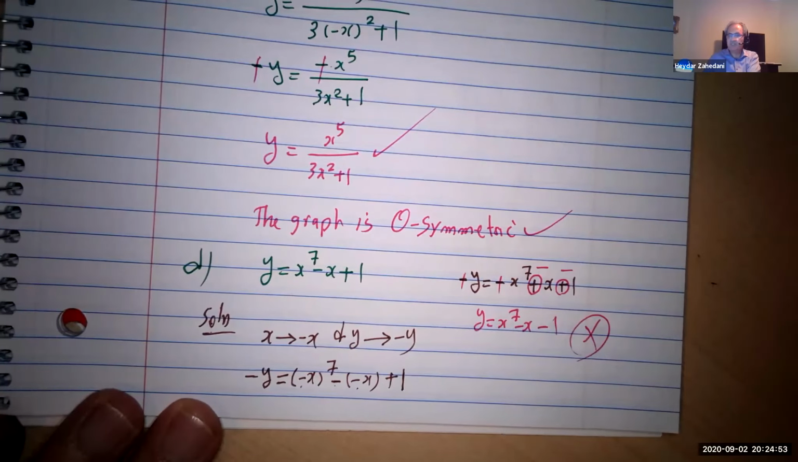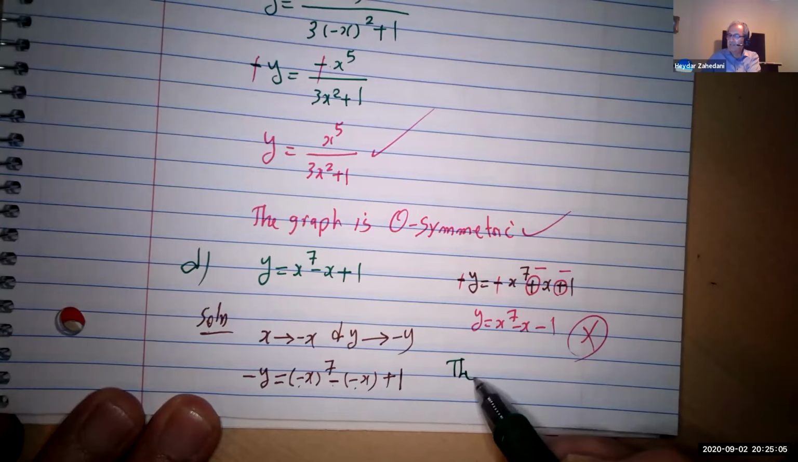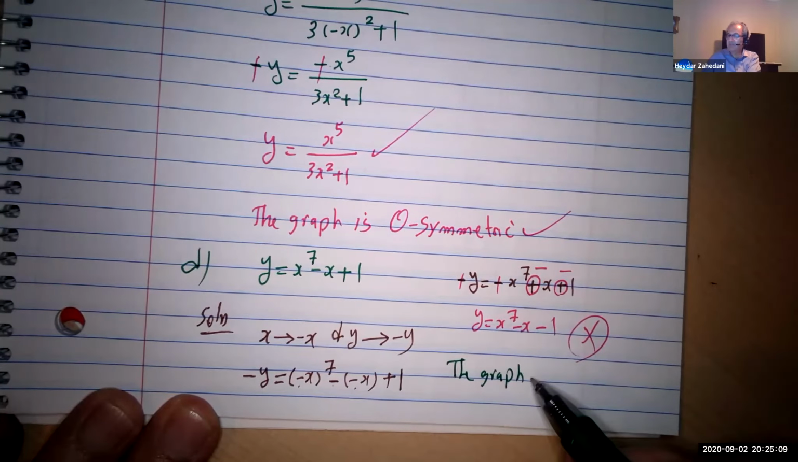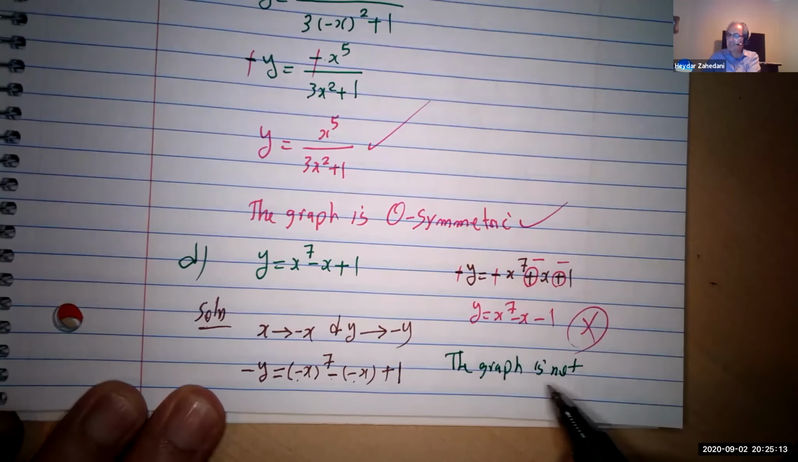So this means this graph basically is not symmetric. You don't have to check the other two because we know that it's not. So the conclusion is that the graph is not symmetric.